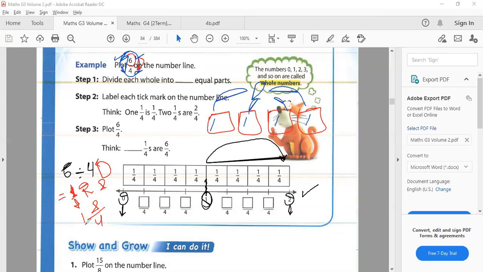So it will be between 1 and the next number. The next number after 1 is 2, so it will be between 1 and 2. So our fraction here that we need is 6 over 4.